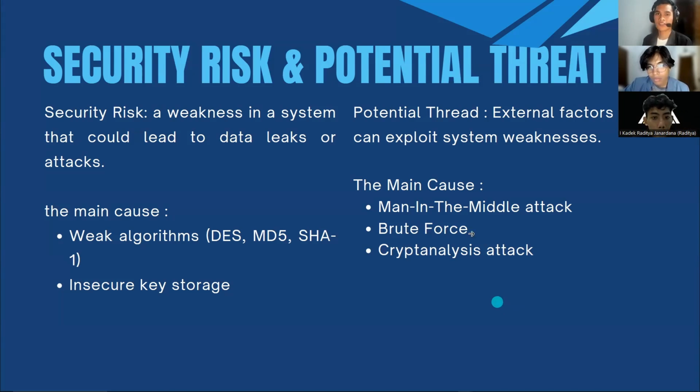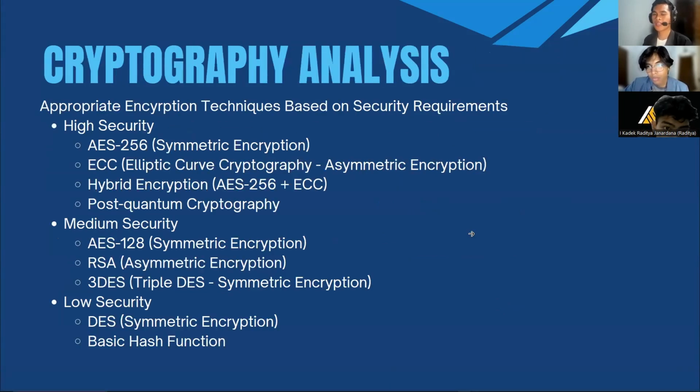All right, the next section will be explained by me. So the next one is about cryptography analysis. There are multiple things that we will discuss in this section. The first one is, what is the appropriate encryption techniques based on security requirements? We divided it into three general section or classification. The first one being high security, medium security, and then the last one is low security. This is just a generalization of the requirements.